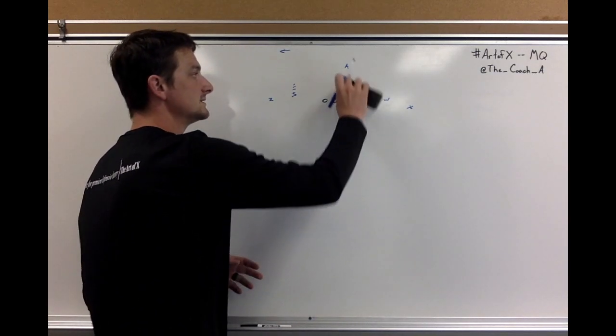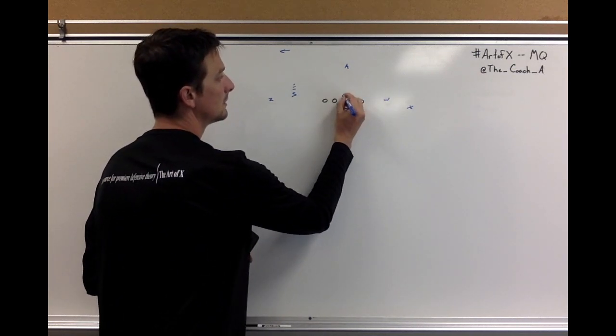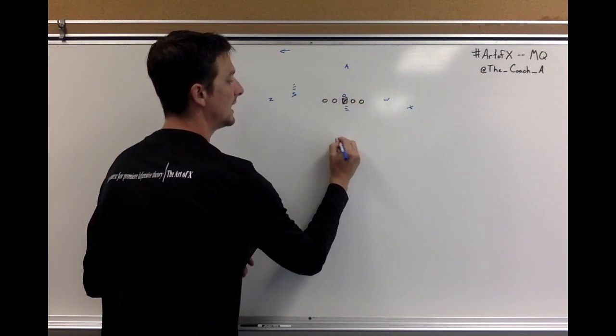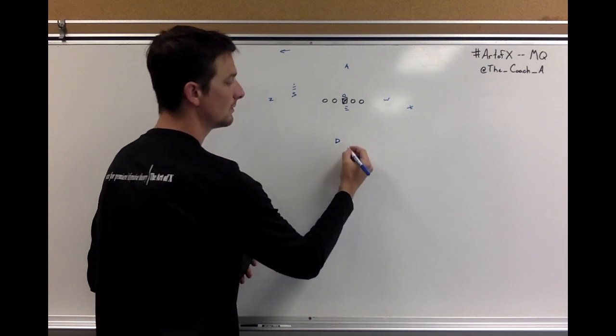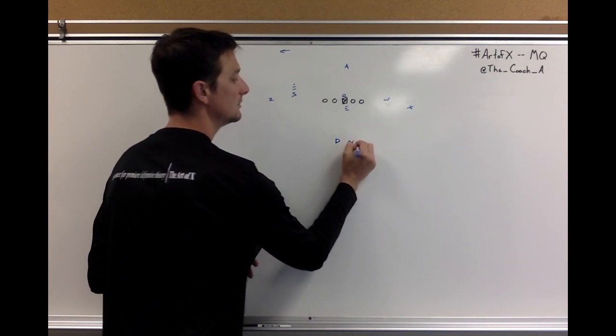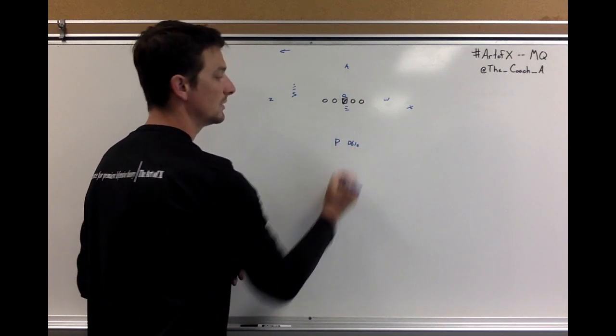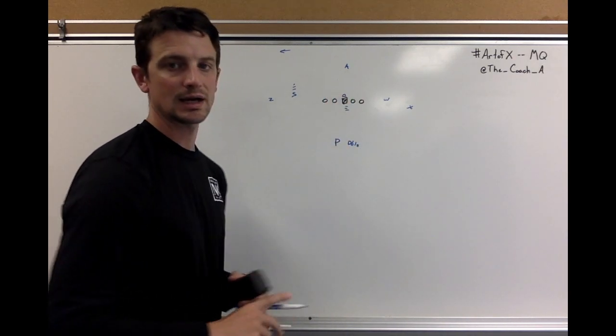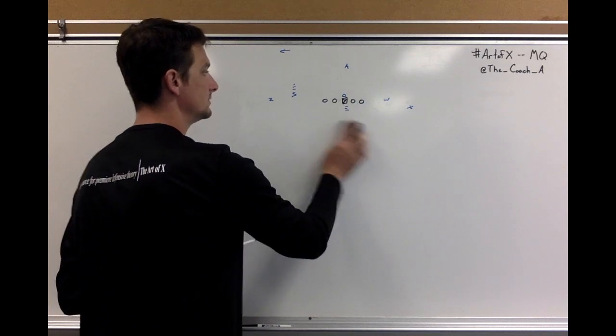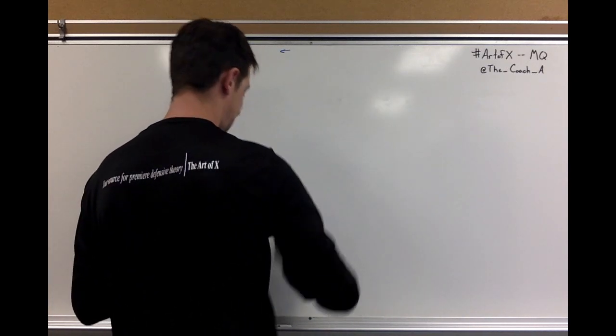If the quarterback is under center, I would just put a D for dot. So the old school dot quarterback, dot doubles is what I would get right there. Or P for pistol is what I would write if it was pistol. So that kind of goes through the basic 2x2 formations.